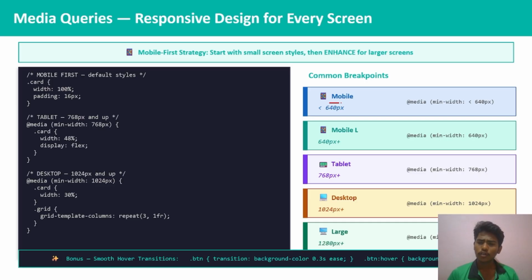Okay, here we use mobile, small mobile. Here that is less than 640 pixels. Less than 640 pixels is mobile, and mobile large means more than 640 pixels plus. Okay, and tablet is 768 pixels plus, desktop is 1024 pixels plus, and large devices 1280 pixels plus.